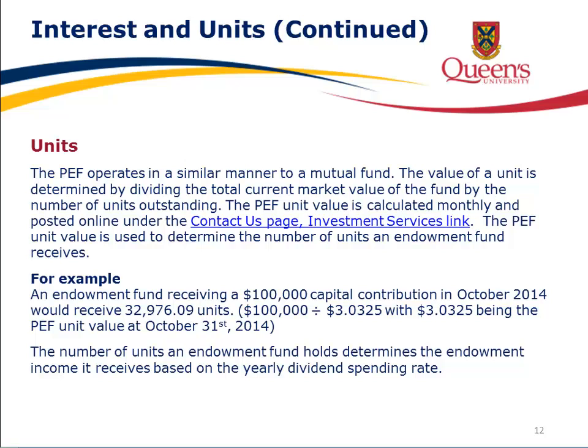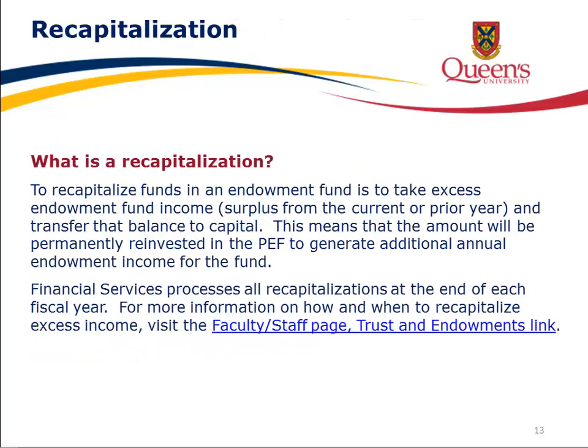For example, an endowment fund receiving $100,000 in capital contribution in October 2014 would receive 32,976.09 units. That is $100,000 divided by 3.0325, with 3.0325 being the PEF unit value at October 31st, 2014. The number of units an endowment fund holds determines the endowment income it receives based on the yearly dividend spending rate.